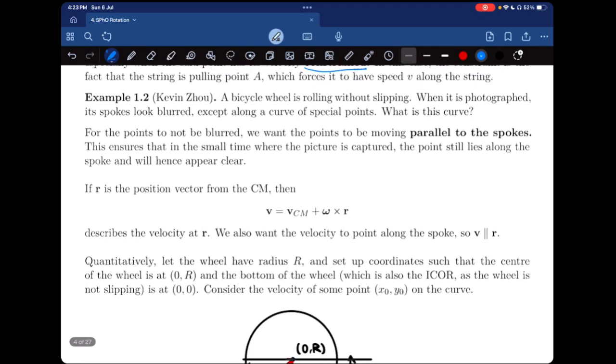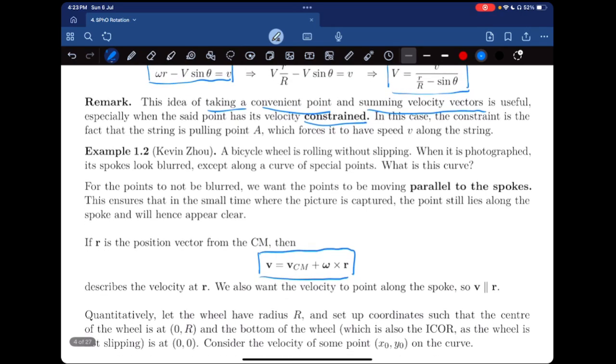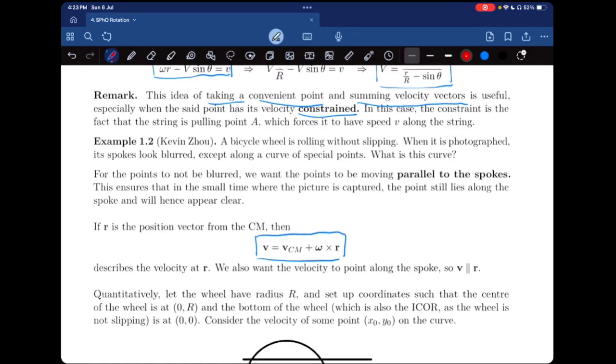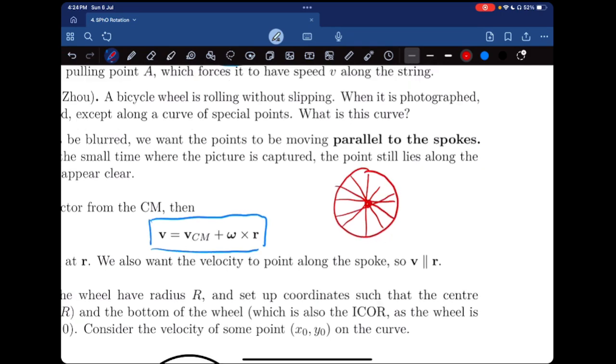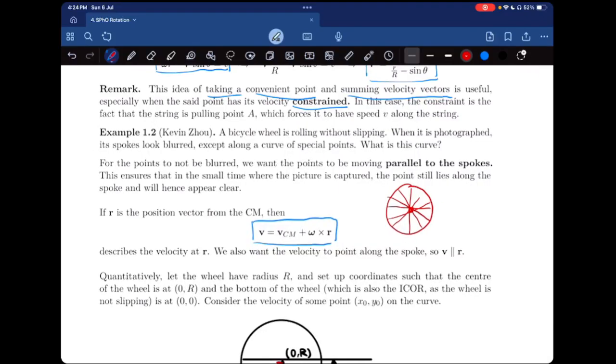Now we can look at another example here on how we apply this equation, which is very important. So now you have a wheel that's rolling without slipping, right? And you have many spokes on this bicycle wheel. So the wheel kind of looks like that. Pardon my bad drawing. You have many spokes along here. So you take a picture of this wheel and you realize that most of the spokes look blurred except along a curve or special points. So you want to find what this curve is, right?